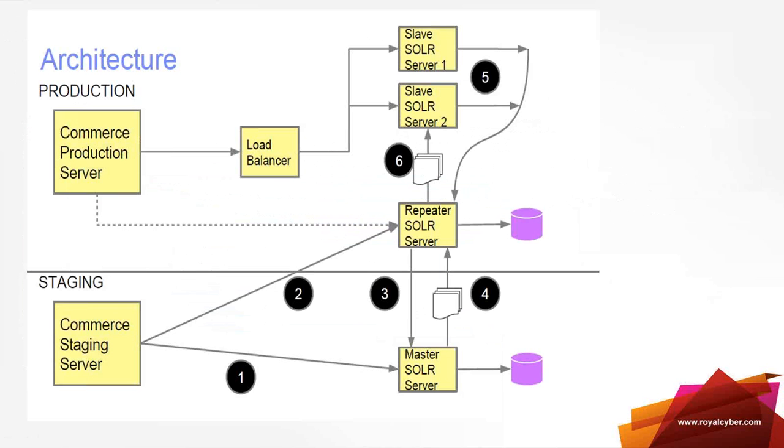This is an overview of the Solr architecture. So here is a staging environment. This is a commerce staging server. This is the Solr Search server. This basically shows that we are generating index files in the staging environment, and then we are running index prop, which sends the index files into the production environment.